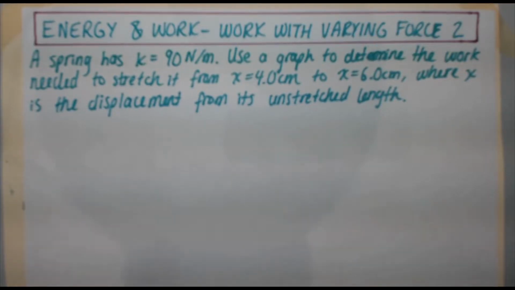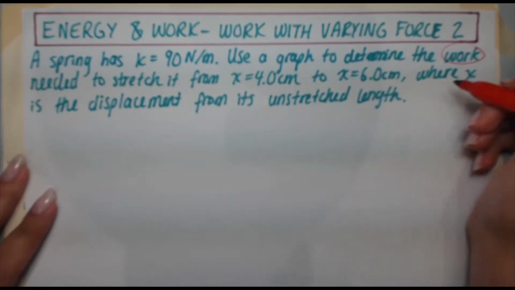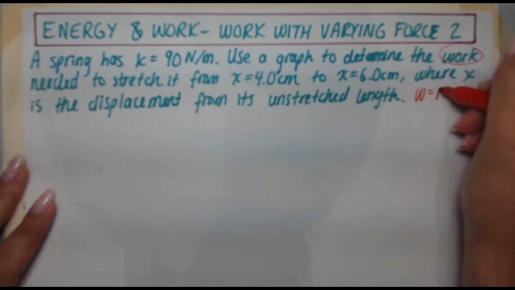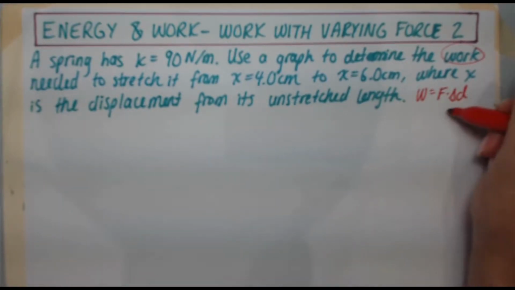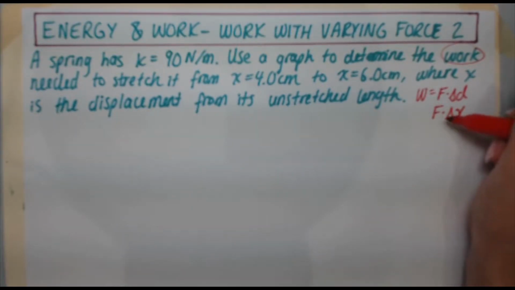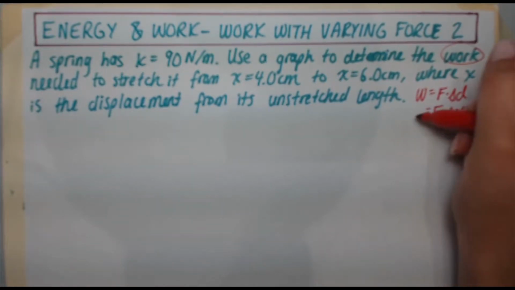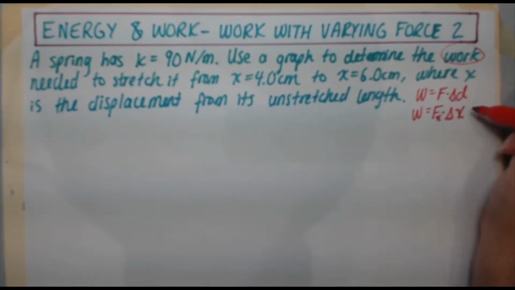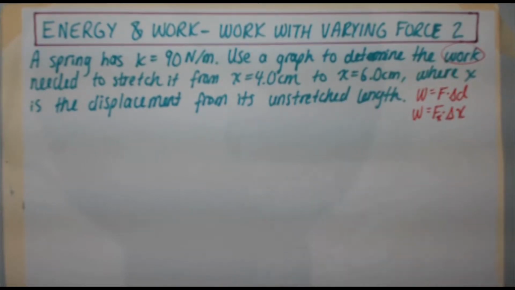Okay, so we've got to make a graph here, but what are we really looking for? We're looking for the work. We know that work is equal to force times displacement. In this case, the displacement's in the x direction, so we can just say F delta x. Since we're stretching the spring, you can assume that the force is in the same direction, Fx. So really, we're given the delta x here, right? It's stretched from 4 to 6. What we need to find is the force.